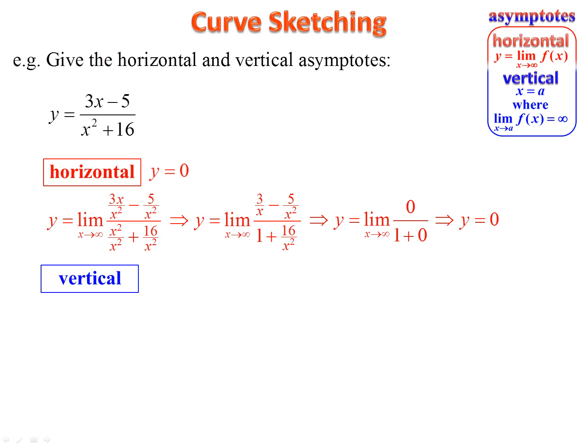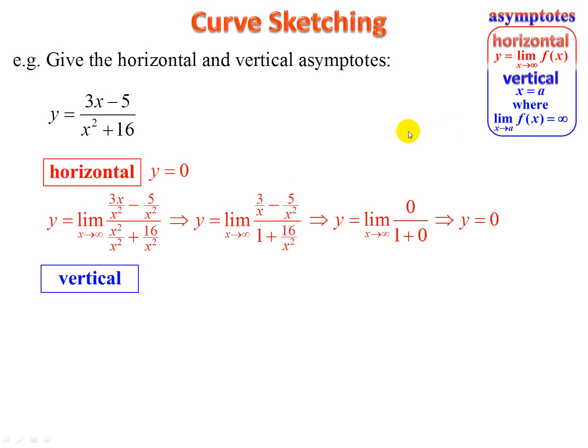Now we don't say that's not a number. 0 is a number just as much as any other number. It has just as much right to exist as anything else. So therefore the horizontal asymptote is y equals 0, the x-axis.